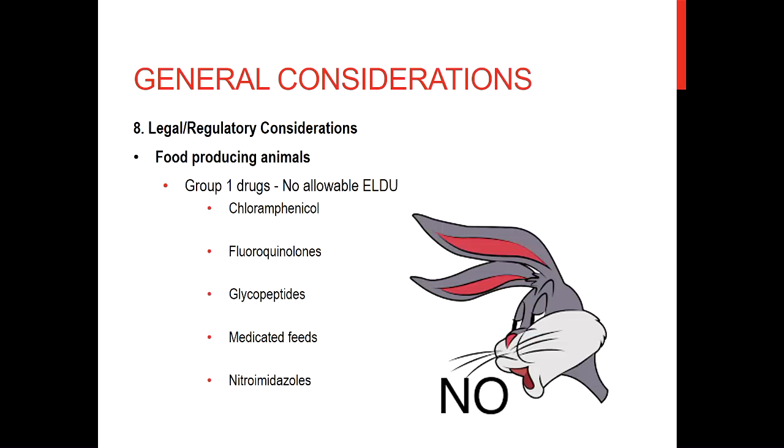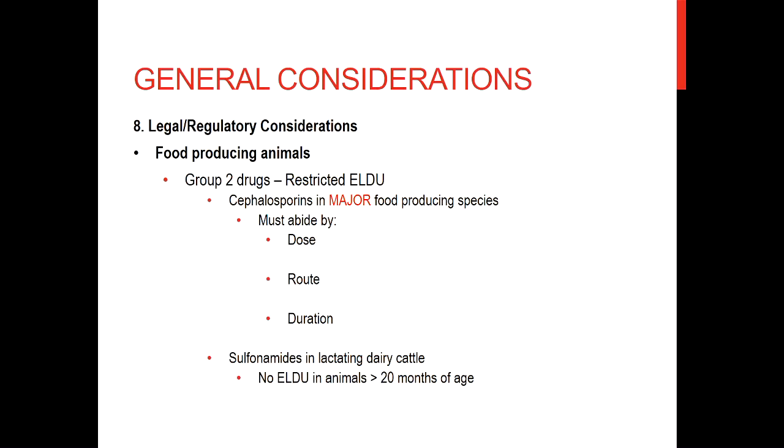Okay? The glycopeptides, vancomycin. Medicated feeds. We use a lot of medicated feed articles in food animals, but we cannot use them extra label. And then the nitroimidazoles, so metronidazole, ronidazole, other members of that class, cannot be used in an extra label fashion because they have no labeled indications or are illegal.